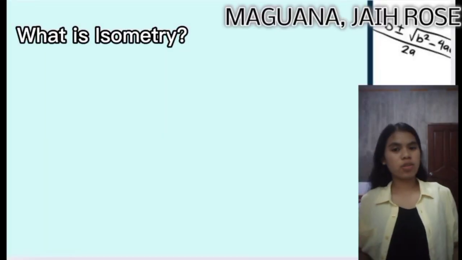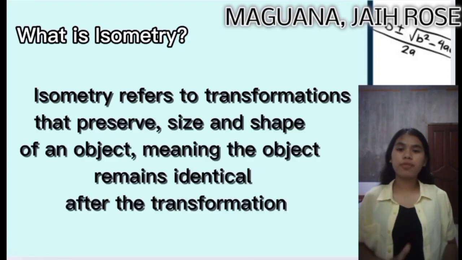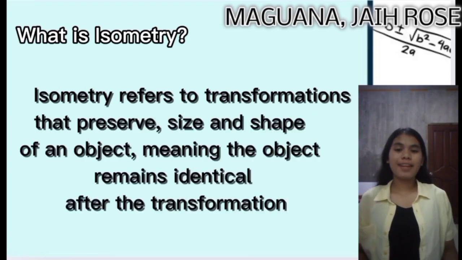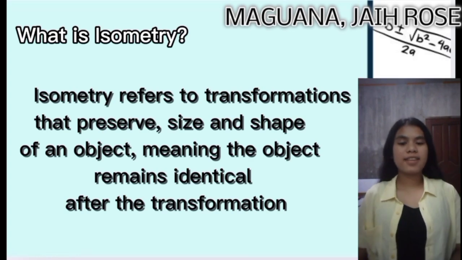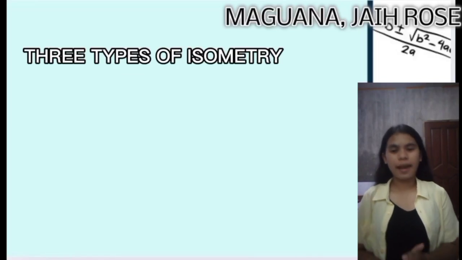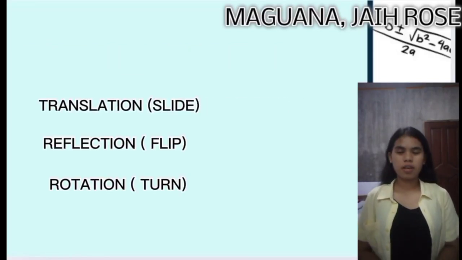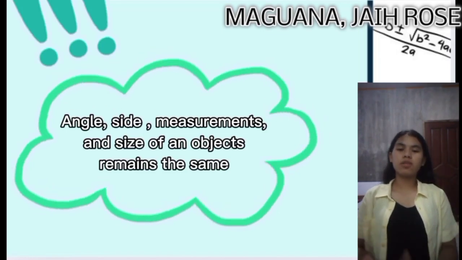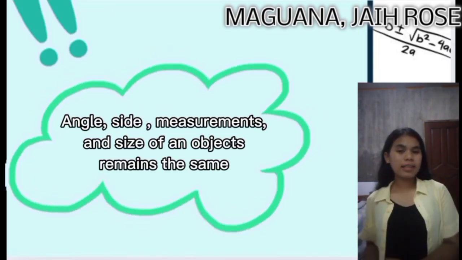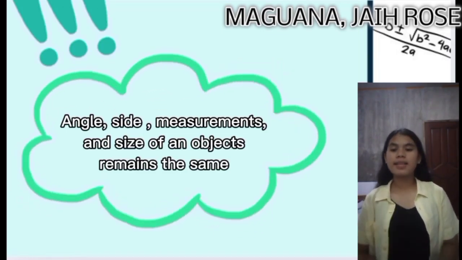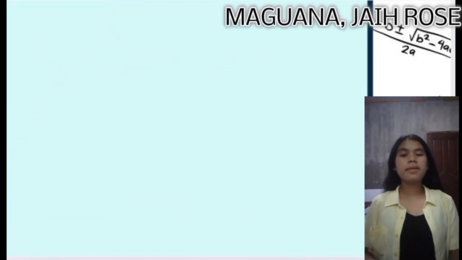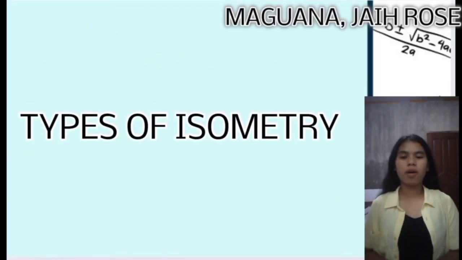So what is isometry? Isometry refers to a transformation of an object that preserves the same shape and size of the object. This means if you apply an isometry to an object, the resulting object will be congruent to the original object. We will be discussing the three types of isometry: translation, reflection, and rotation. But before that, I just want to remind you that under isometry, the angle, the sides, the measurements, and the size of an object will remain the same.